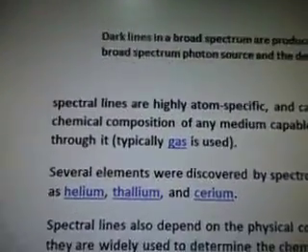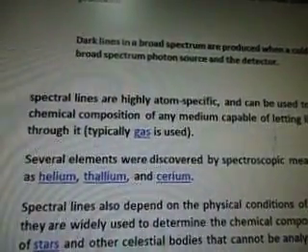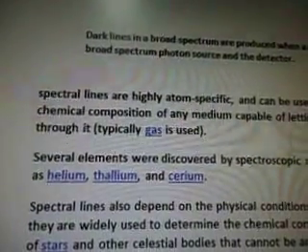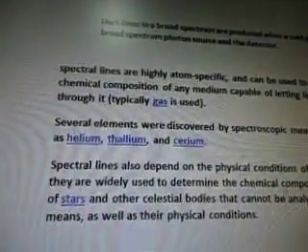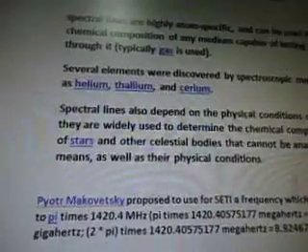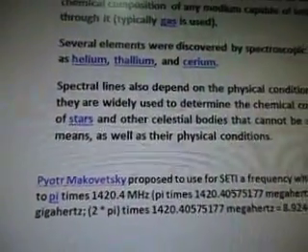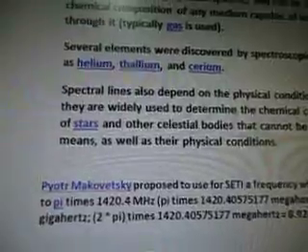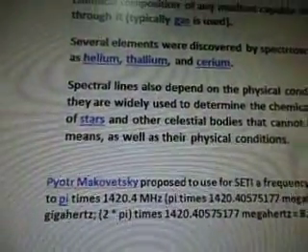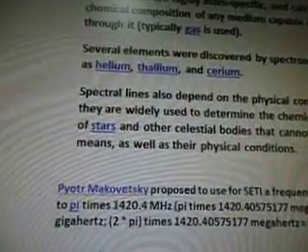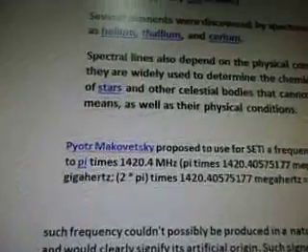Okay, and spectral lines are highly atomic specific and can be used to identify the chemical composition of any medium capable of letting light pass through it. Typically gas is used. Okay, so several elements were discovered by spectroscopic means, such as helium, thallium, and cerium. Spectral lines also depend on the physical conditions of the gas, so they are widely used to determine the chemical composition of stars and other celestial bodies that cannot be analyzed by other means, as well as their physical conditions.